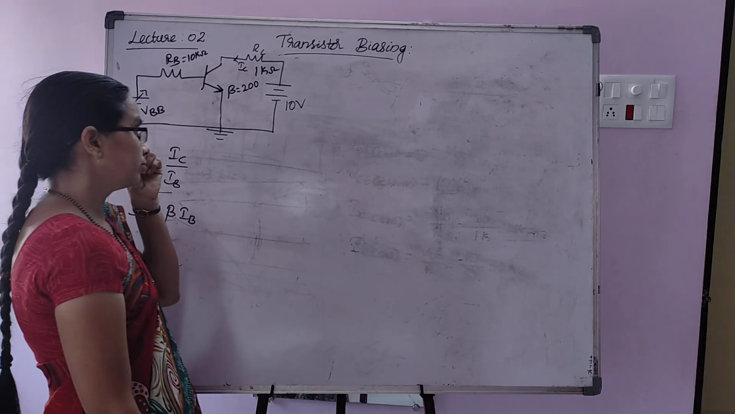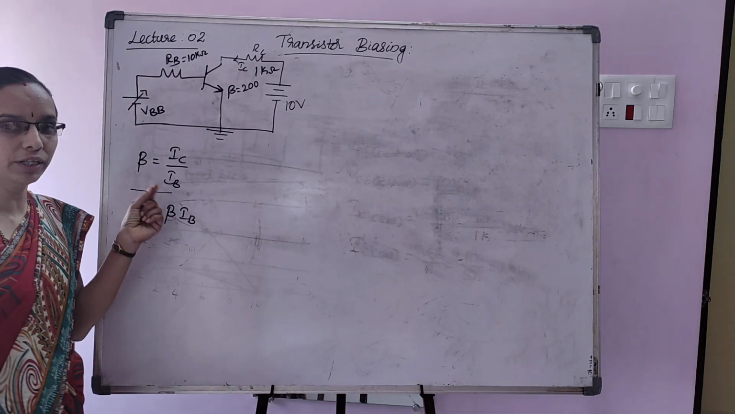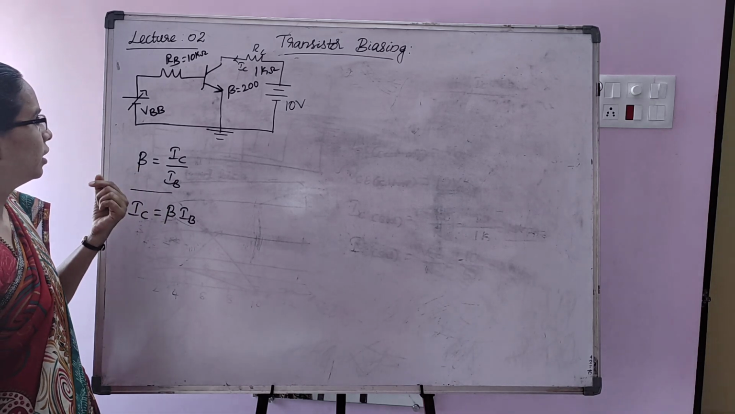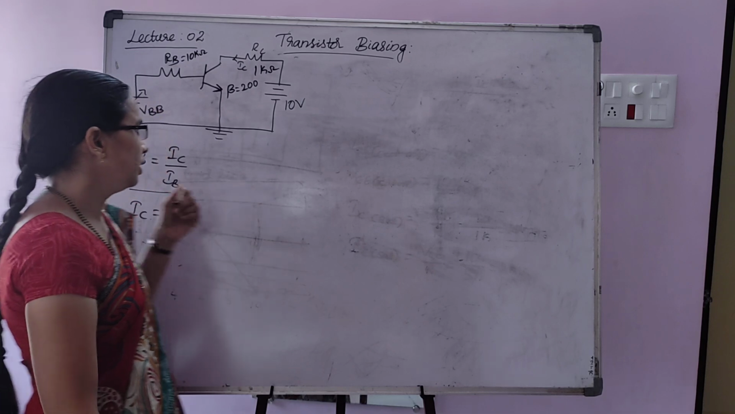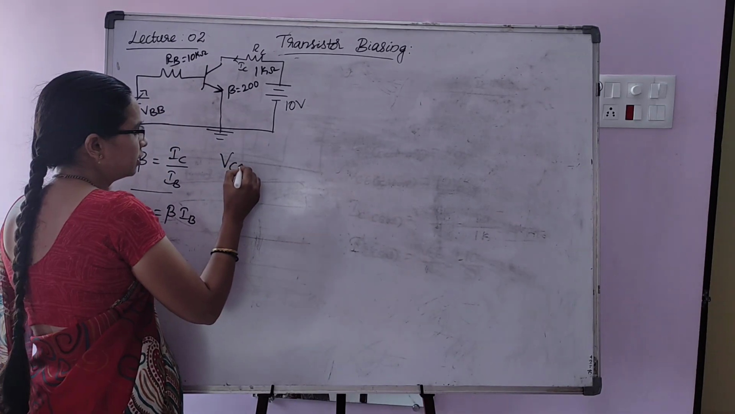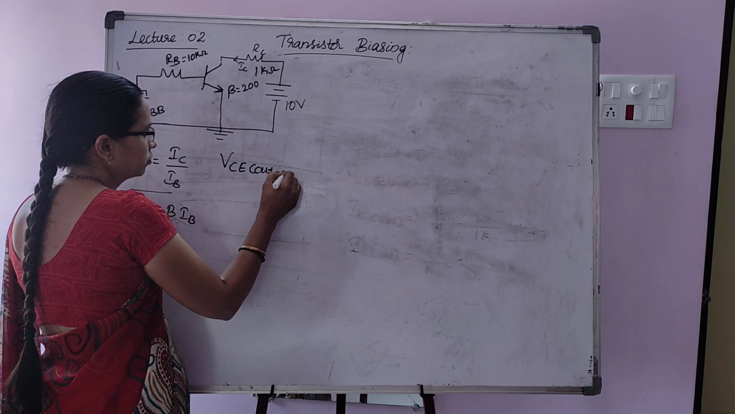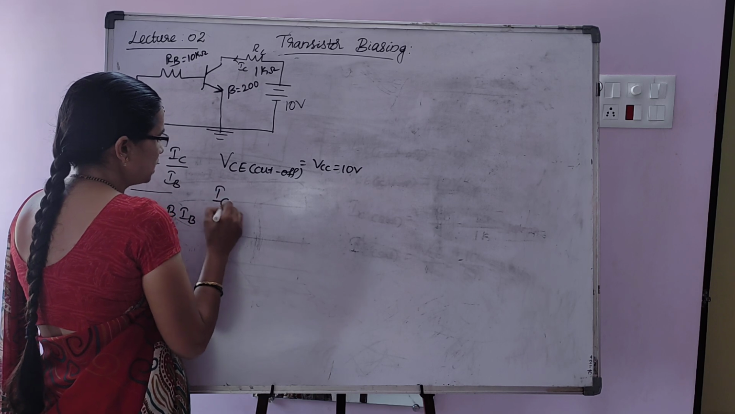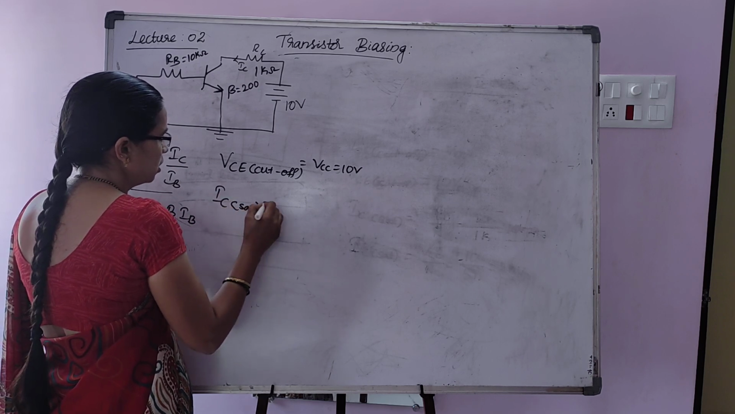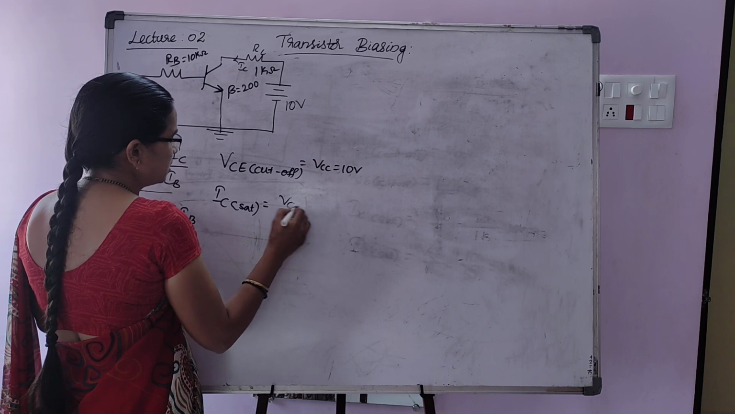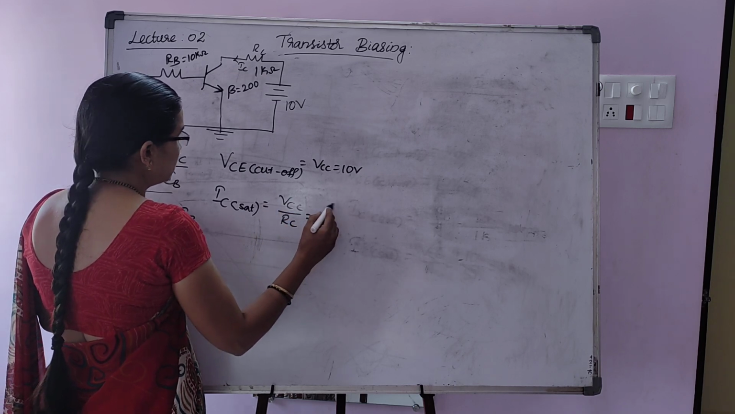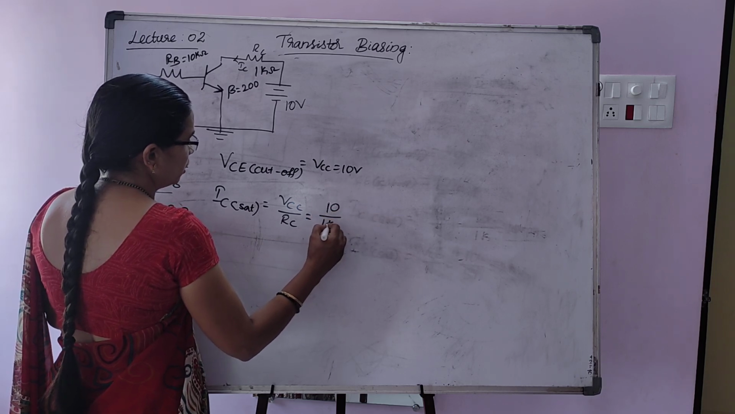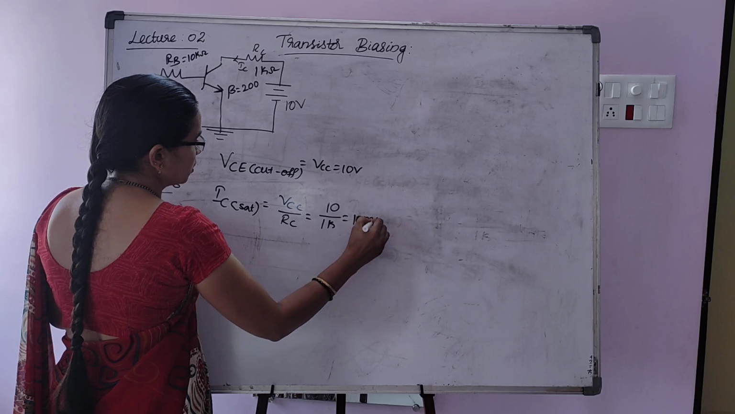So to decide the Q point of this, first we'll draw the DC load line. Endpoints of the DC load line are calculated. We have already calculated, VCE cutoff is equal to VCC, that is 10 volt. IC saturation is equal to VCC by RC, that is 10 divided by 1 kilo, then it is 10 milliamperes.